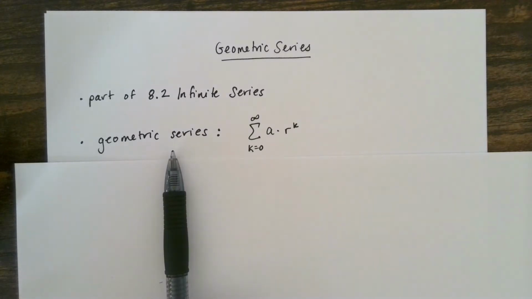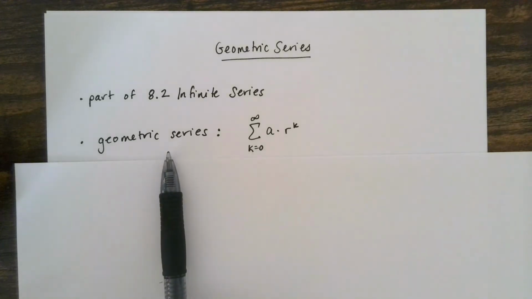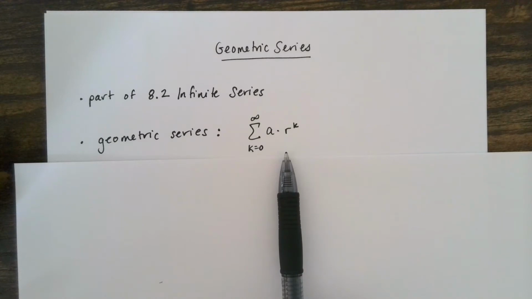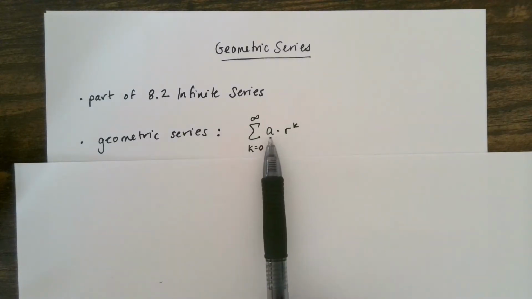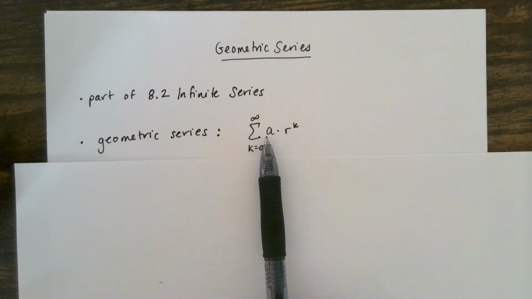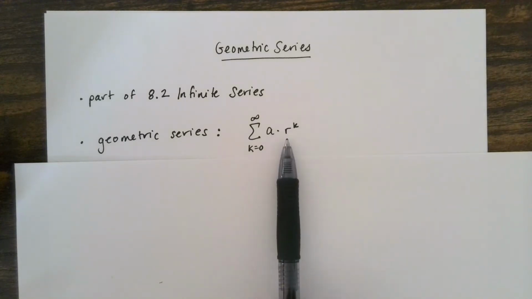In class, we had this definition right at the end where we said a series is a geometric series if it has this format. Your index k starts at 0 and goes forever. A is some number and r is some number. One of them is just a multiple on the outside, and the other number is being raised to an exponent like this.